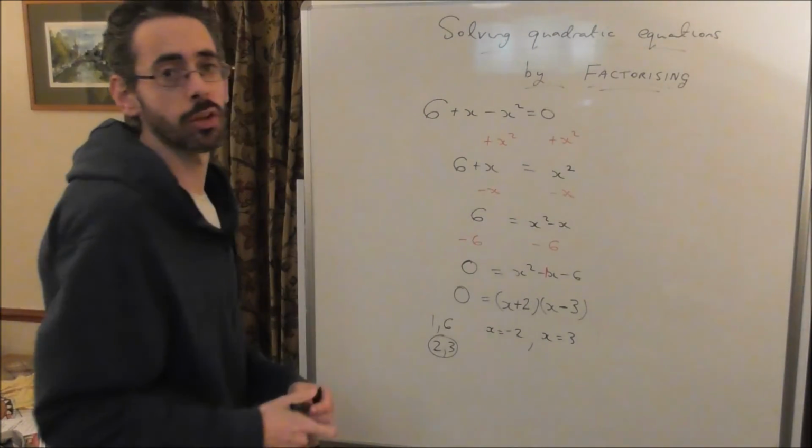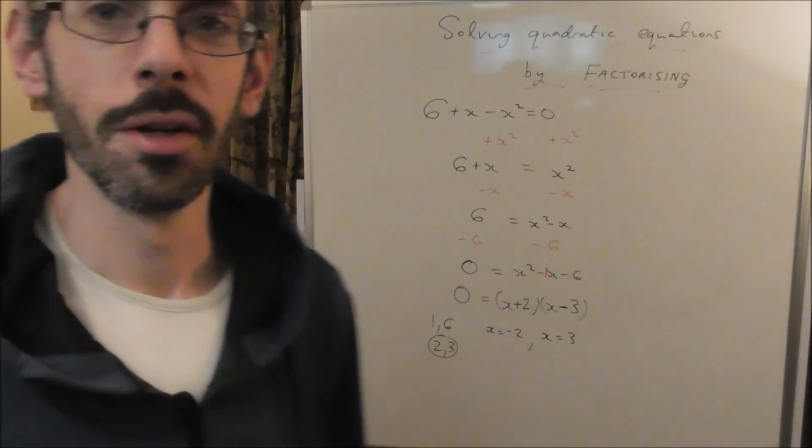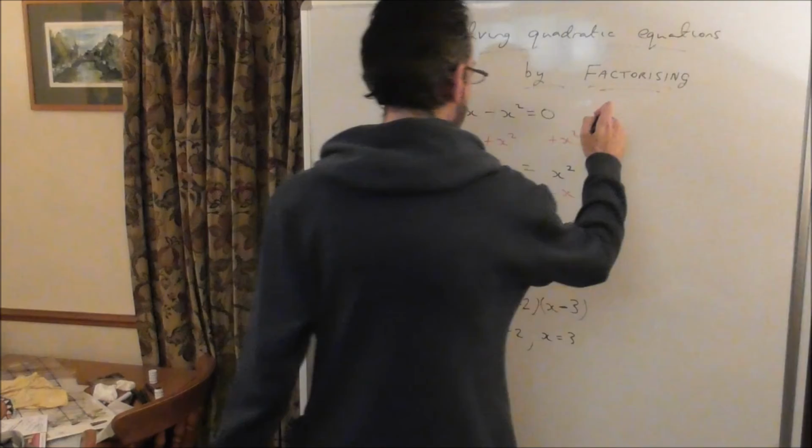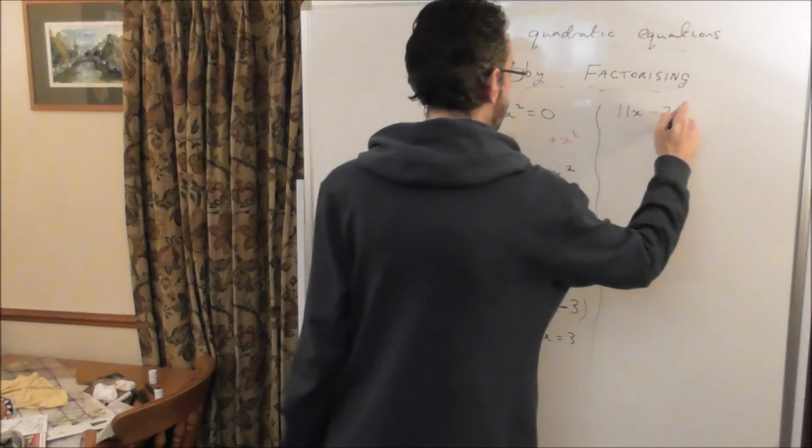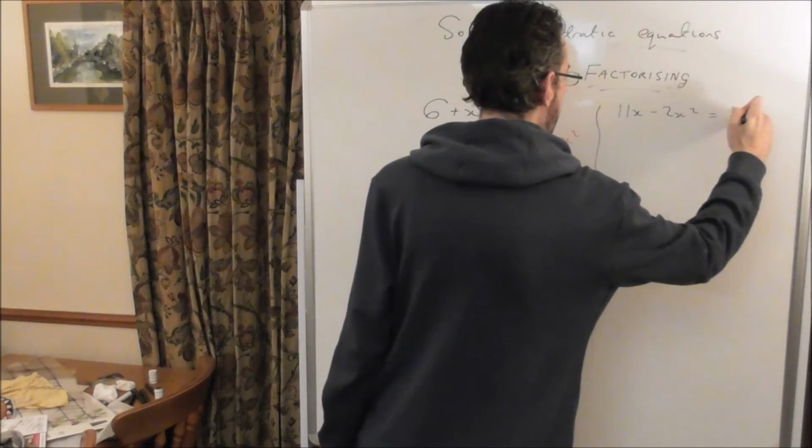The two solutions are x equals minus 2 and x equals 3. Right, let's just do one more example to finish off. This is the last example. 11x minus 2x squared equals 15.